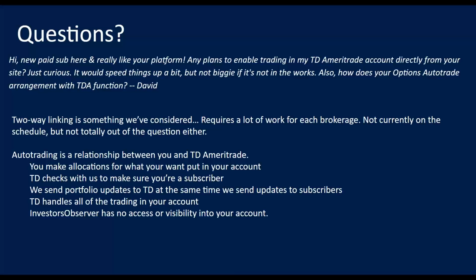And so, yeah, that's basically how it works. It just saves you getting an email and having to enter orders. You can set up auto trading once, and then the portfolios get traded in your account that way.